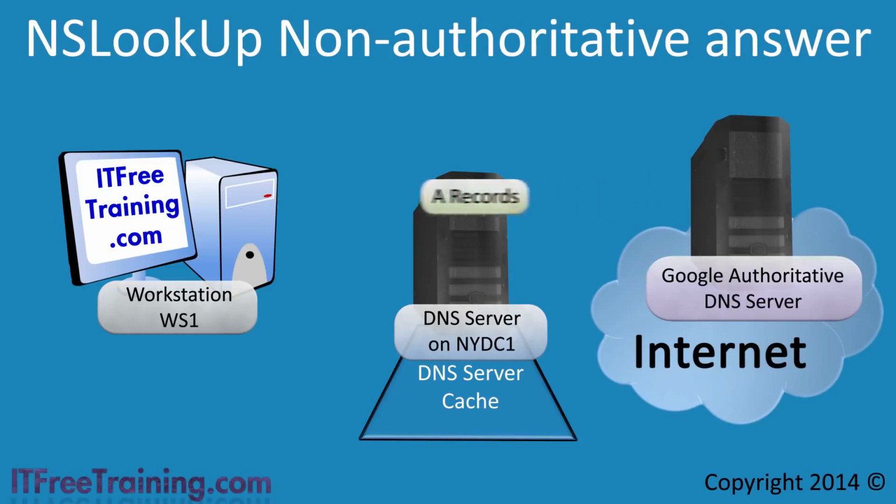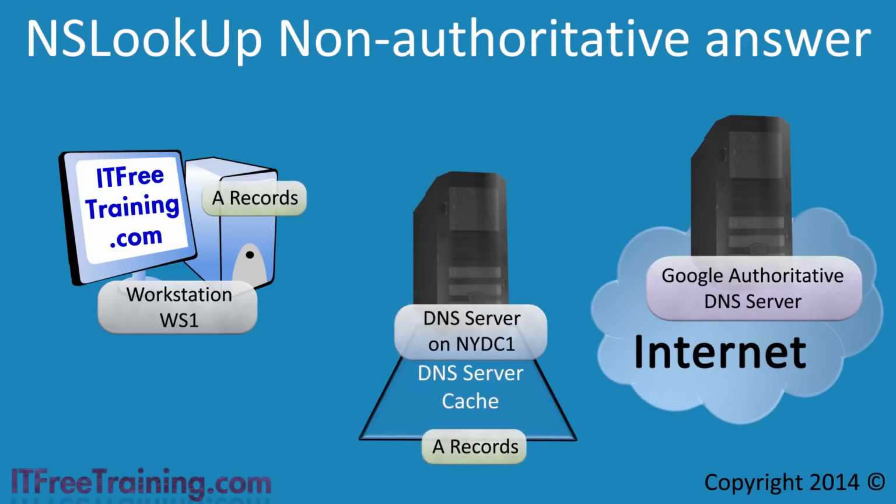The DNS records for google.com will be transferred from the authoritative DNS server to the workstation, and a copy of the DNS records will be stored in the cache of the DNS server. In this particular case, NSLookup will report these DNS records as coming from an authoritative server. This is because the DNS records essentially came from an authoritative DNS server, even though they had to pass through another DNS server in order to get to the workstation.